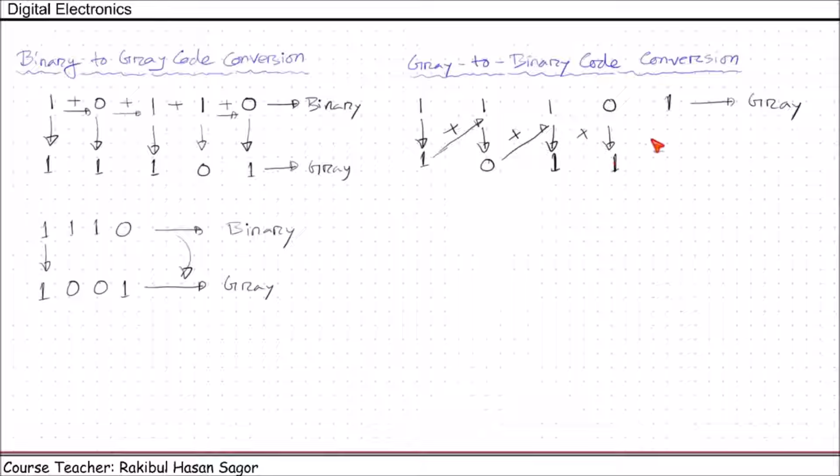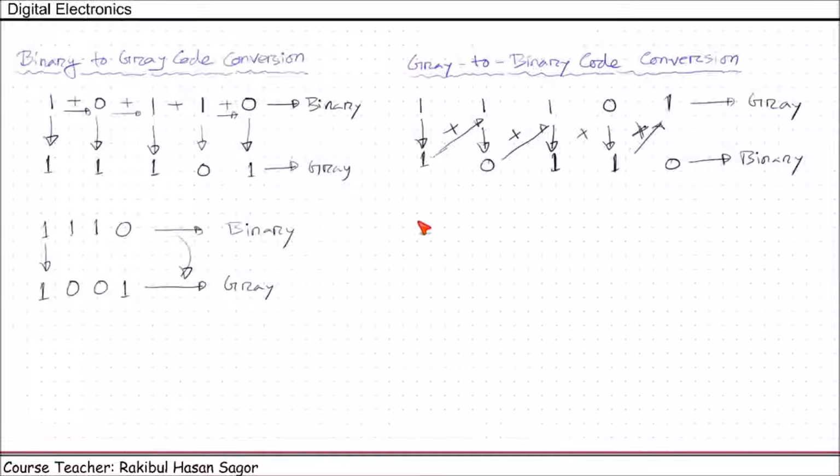1 plus 1 will give us 0. So this is the corresponding binary code of this gray code. We can see we are getting exactly the same value, 10110. In this way we convert any gray code to binary code.